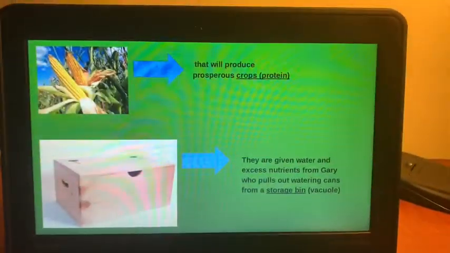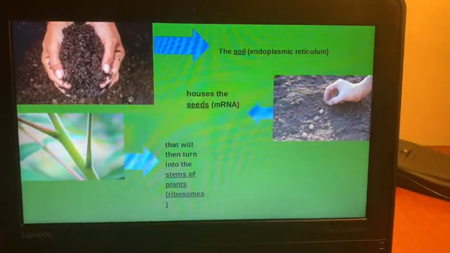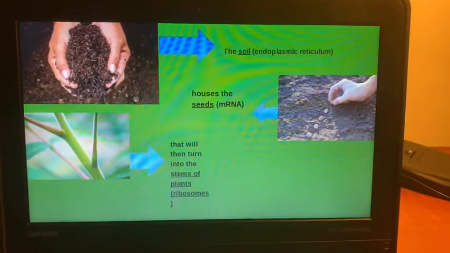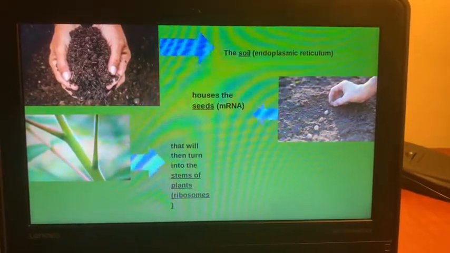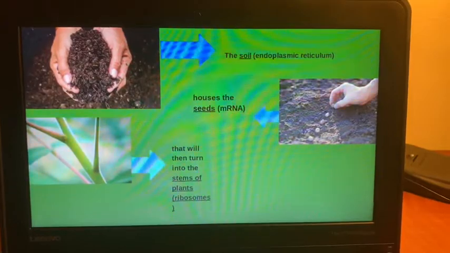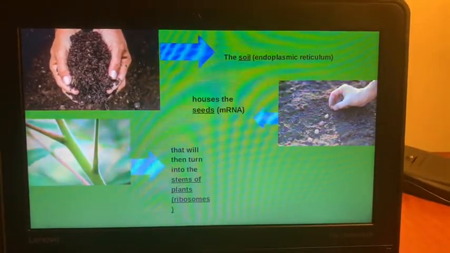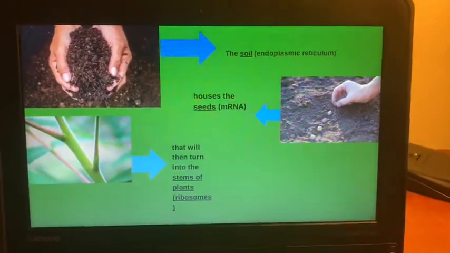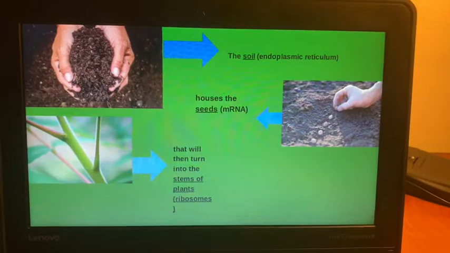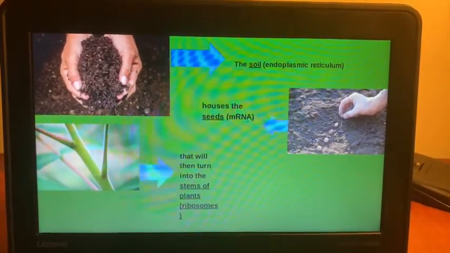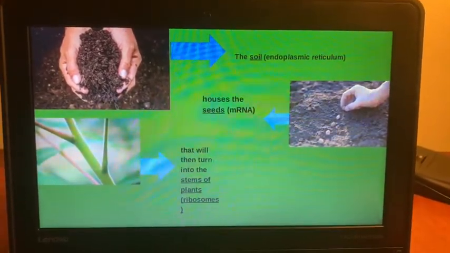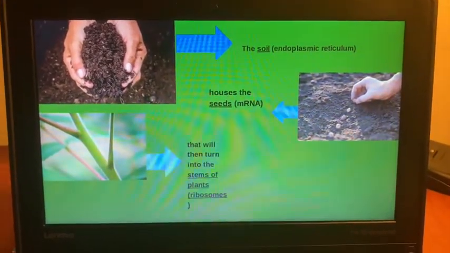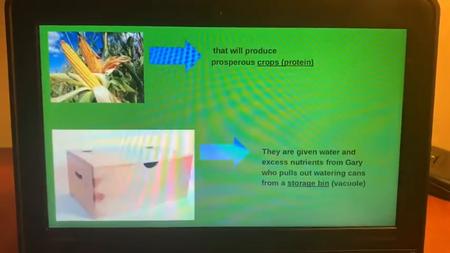And eventually the crops. The soil is the endoplasmic reticulum because the endoplasmic reticulum holds the ribosomes that make the protein from the mRNA. The soil holds the seeds, which are the mRNA, because they house the information that the ribosomes, or stems of plants, need in order to make a certain crop or protein. So, since the soil houses the seeds, stems of plants, and crops, it is much like the endoplasmic reticulum that holds the ribosomes that get the mRNA in order to make a certain crop, which is the protein.